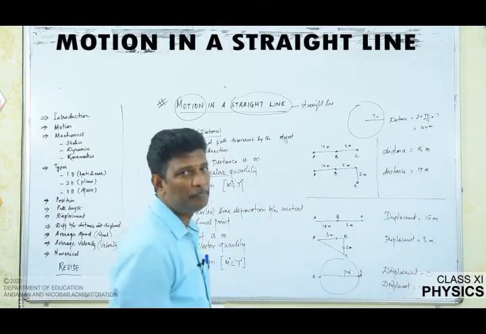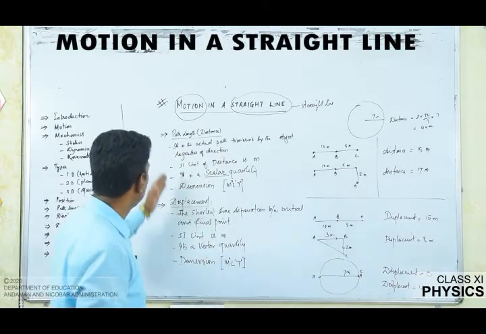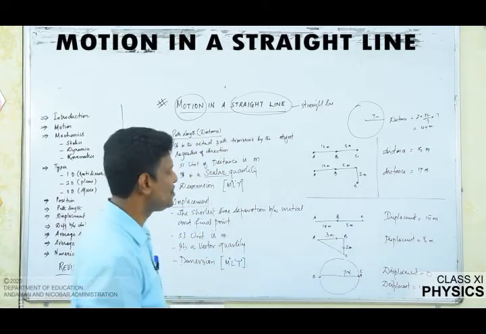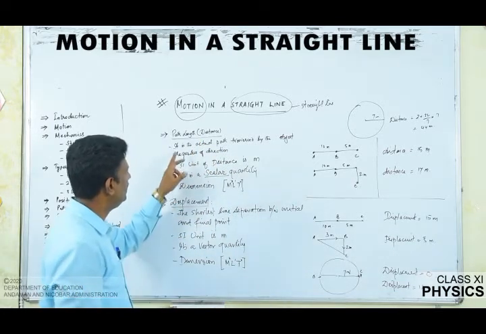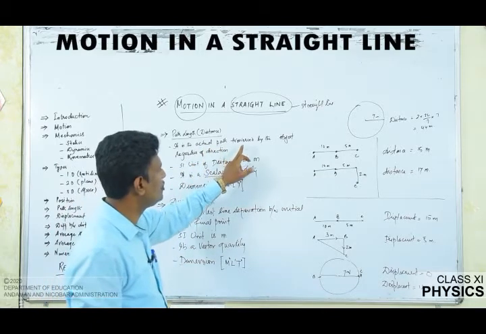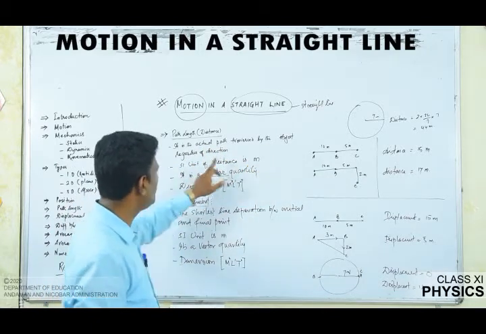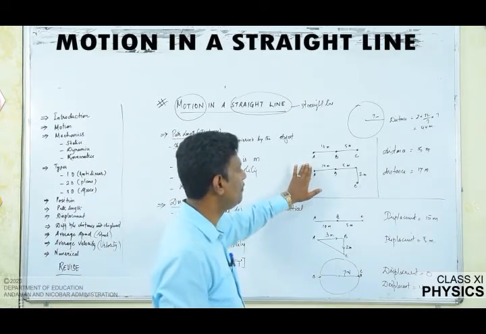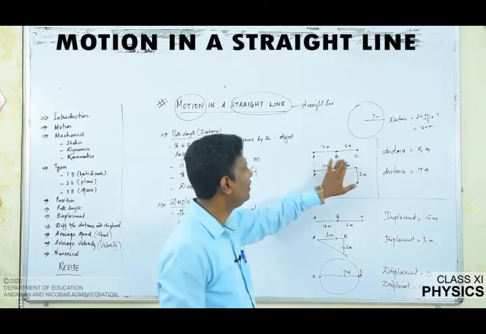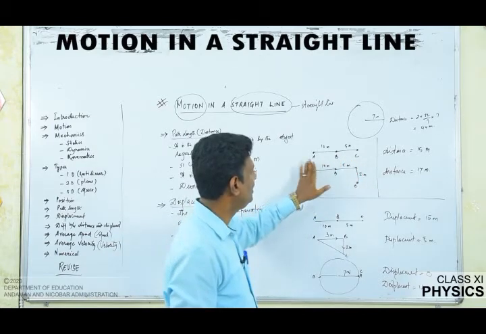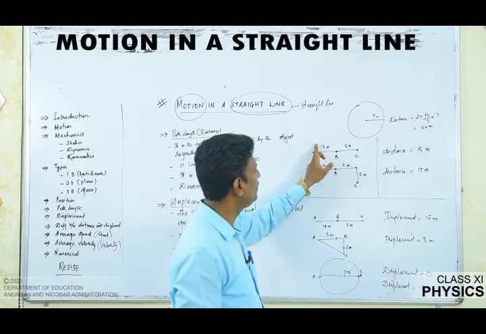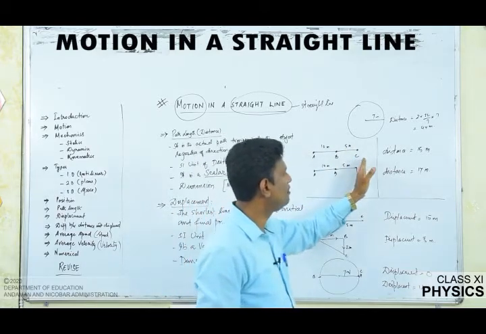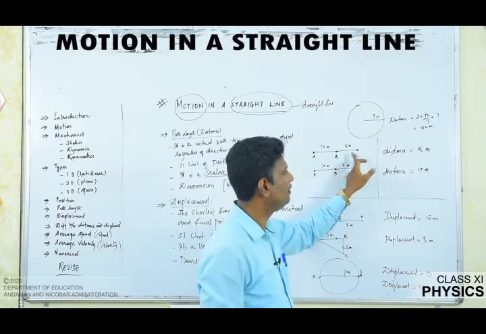Just now we have seen position. The next topic is path length. It is also called distance. What is path length? It is the actual path traversed by the object regardless of direction. Suppose an object is moving from A to B and B to C. Let A to B be 10 meter and B to C be 5 meter. Then the total distance covered will be 10 plus 5, 15 meter.